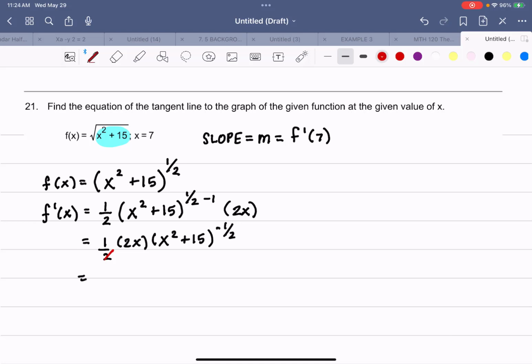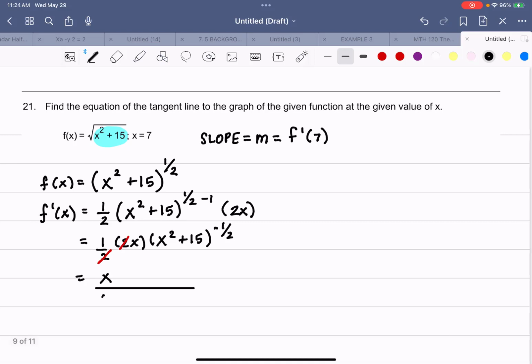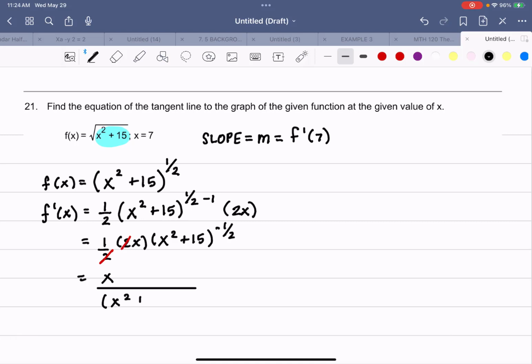The 2's cancel out. I'm left with an x. And I'm going to go ahead and put this in the denominator. That's going to be x squared plus 15 to the 1/2. And to evaluate it, the easiest thing is to write it back with the square root. So this is the square root of x squared plus 15 in my denominator. Now, this is the formula for your slope.